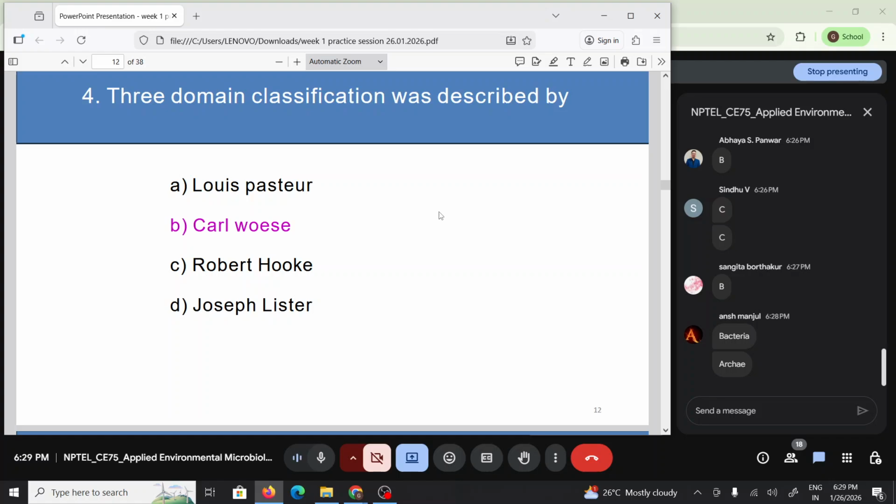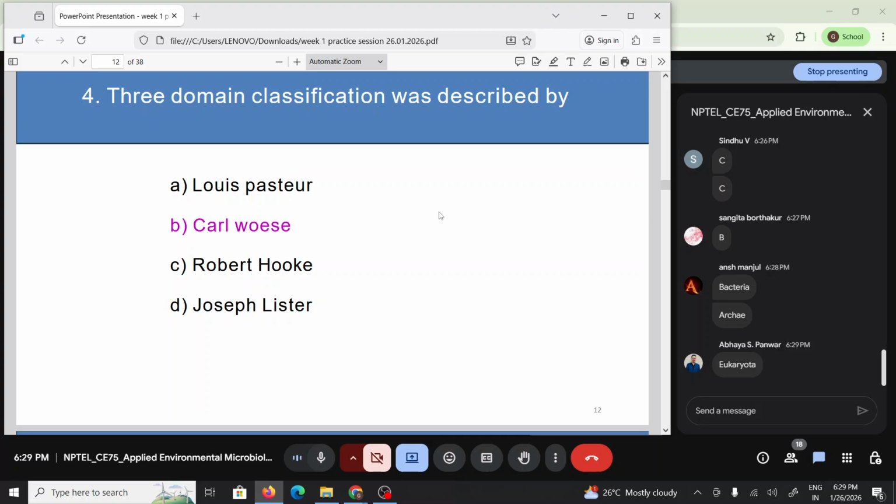Bacteria, archaea, and yes, one more. Exactly, eukaryota. So Carl Woese was an American microbiologist, and he thought that it is important to classify organisms.